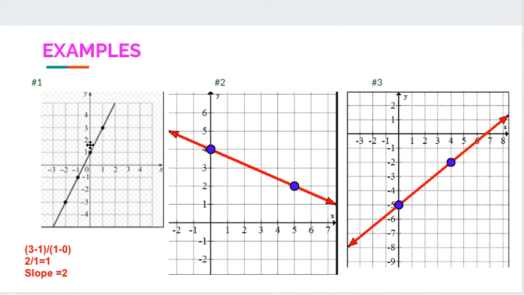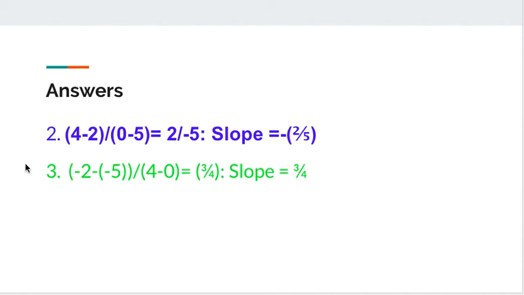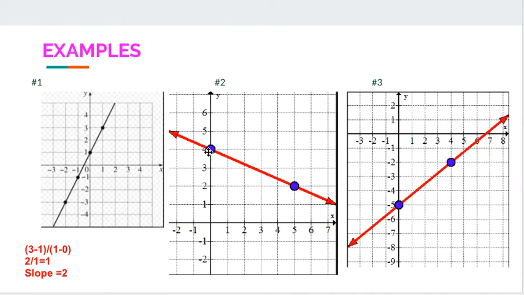So at this point, I will let you pause the video and try these other 2 examples. Okay, great. So here are the other 2 answers. We have the slope is negative 2 fifths for number 2, which is the middle graph. By the way, I recommend, if you didn't use these blue points, these were probably the easiest points to use just because they're whole numerical values.